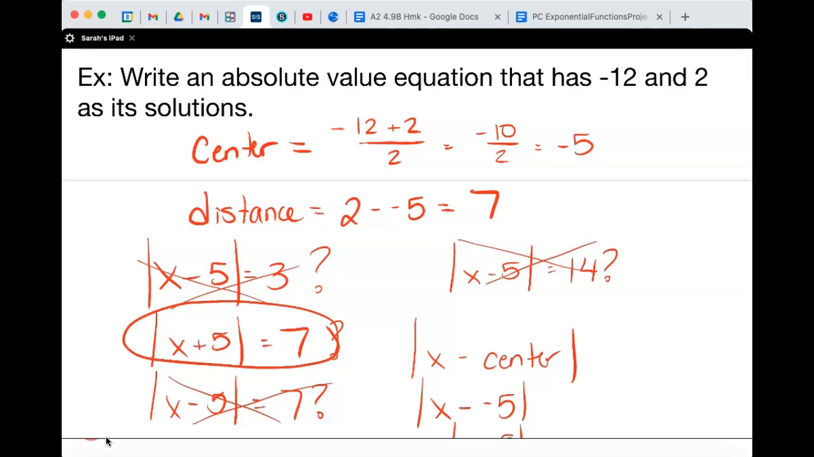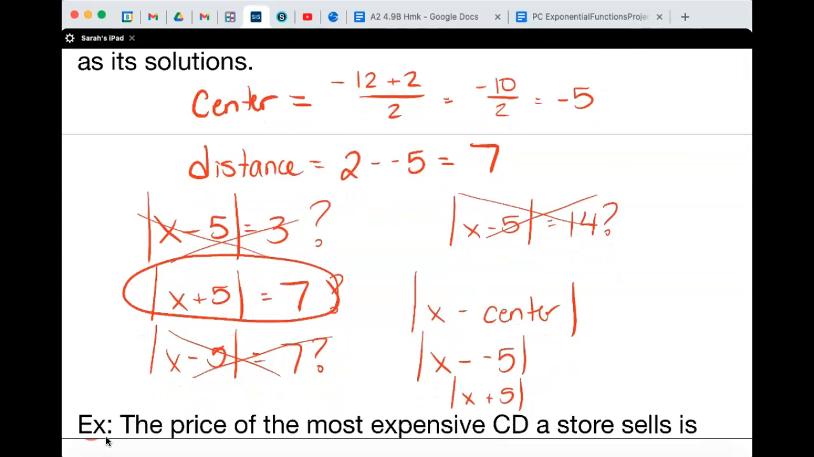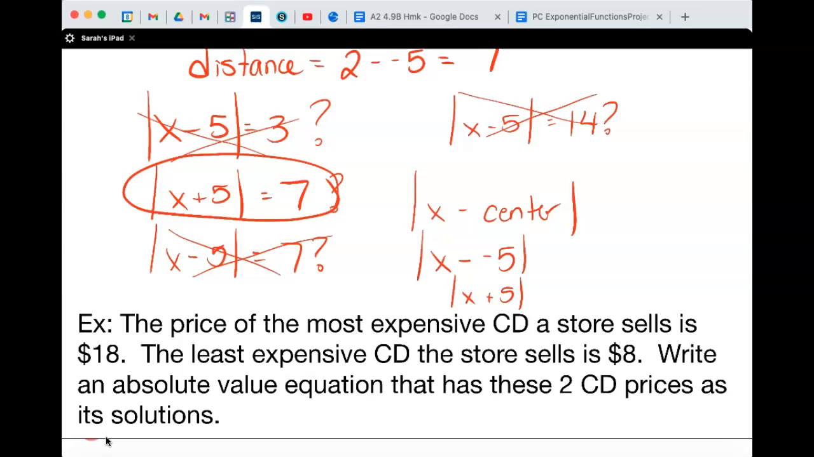Okay. When you write absolute value equations, you should always get an equation. There won't ever be a case where it's like no solution, because you have two solutions given. So you can always write an absolute value equation.